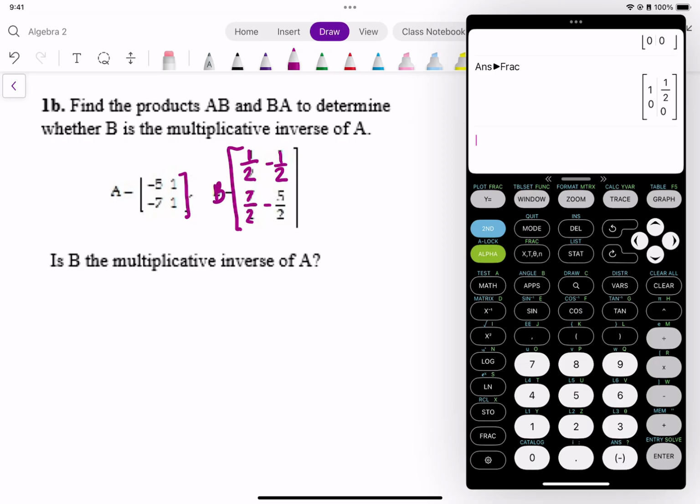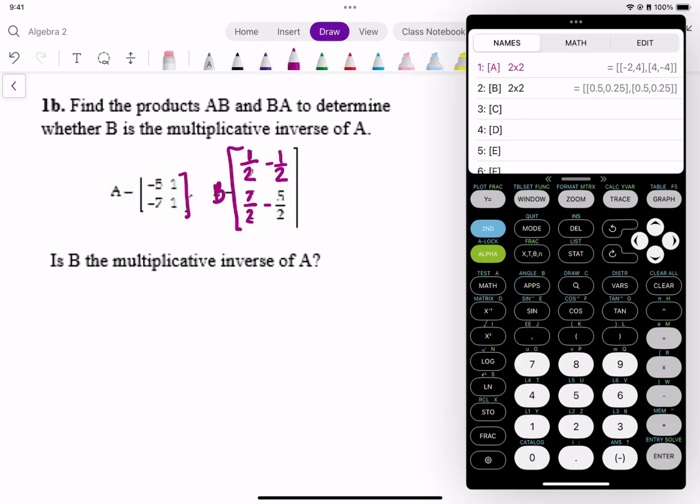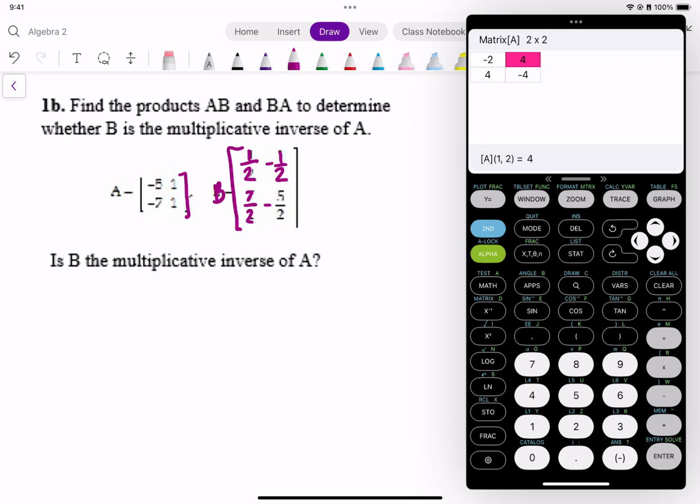Okay, so again, we're gonna follow the same steps. Step number 1 is pretty much to save our matrix. So we're gonna go to second inverse, and go to edit. Again, we're messing with the same variable, so we're gonna stick to A. So I'm gonna press A, and using our arrows, we're gonna go up and modify the numbers. So we have -5, enter, 1, enter, -7, enter, 1, enter.